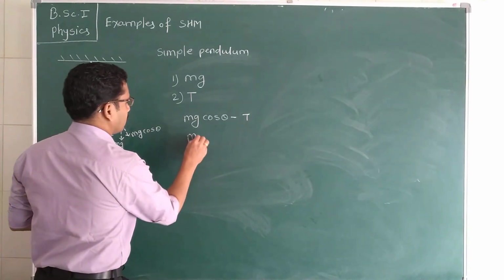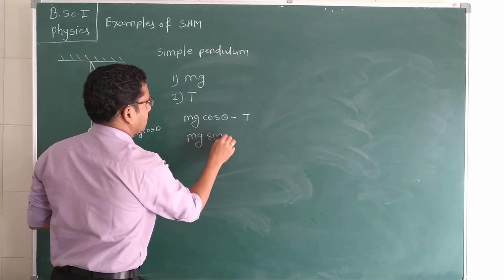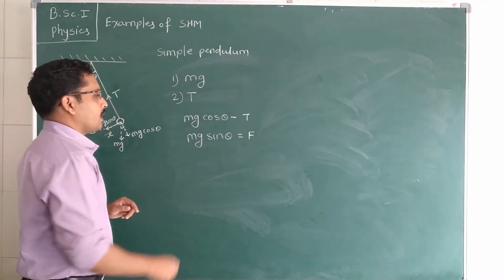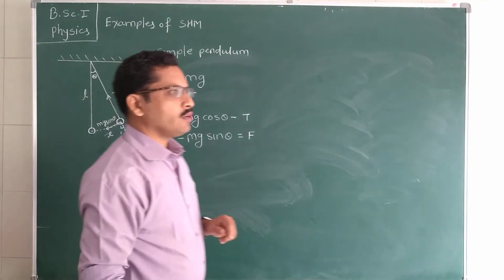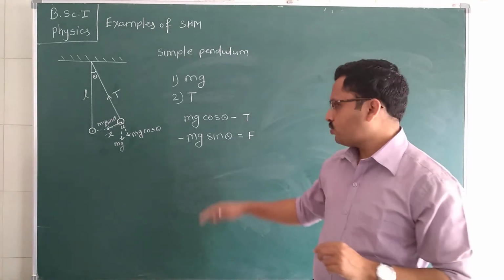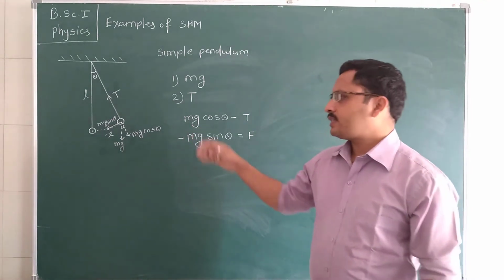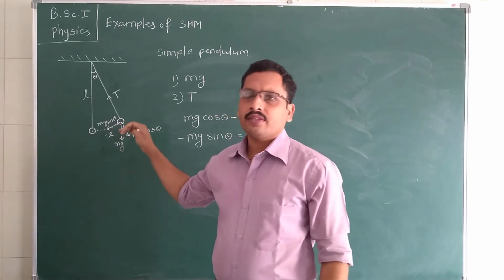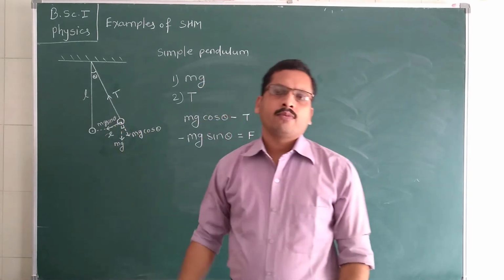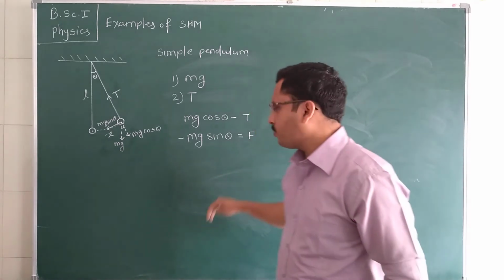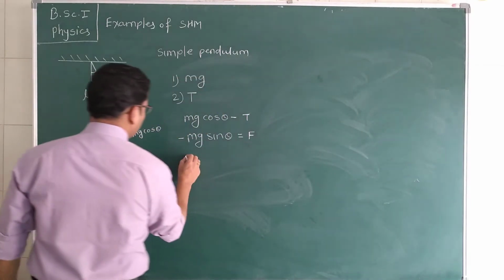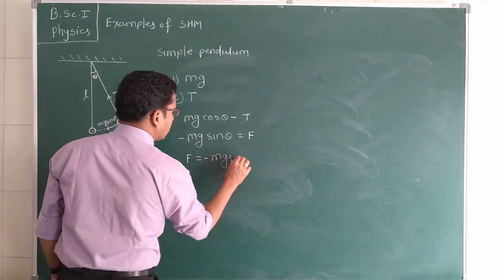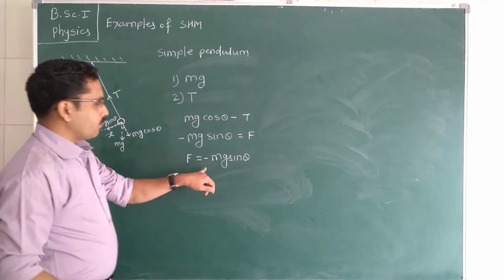And the second one, mg sin theta, is the restoring force, equal to minus mg sin theta. Why is it called the restoring force? Because mg sin theta tries to bring the pendulum to its original position. So this restoring force F is equal to minus mg sin theta. But why this negative sign?